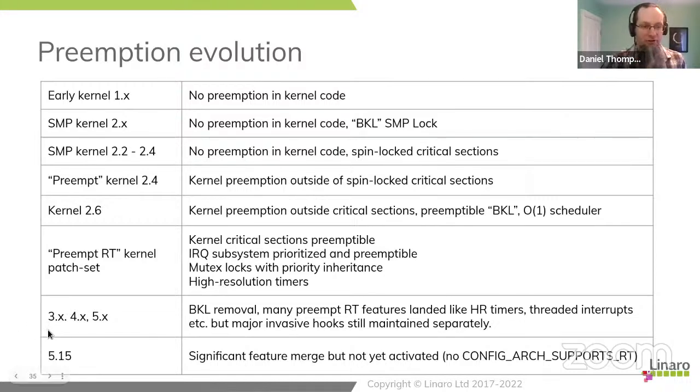We then move on into the 3, 4, and 5 major numbers, during which time the BKL was finally removed. It was actually removed at the very last kernel in the 2.6 era, but that's a detail. Yeah, BKL was removed for the 3 series. And during that time, many of the preempt RT features started to trickle out of the preempt RT kernel and be merged into the main kernel because it made the main kernel better, even for people that did not require real-time behavior. So high resolution timers are generally useful.